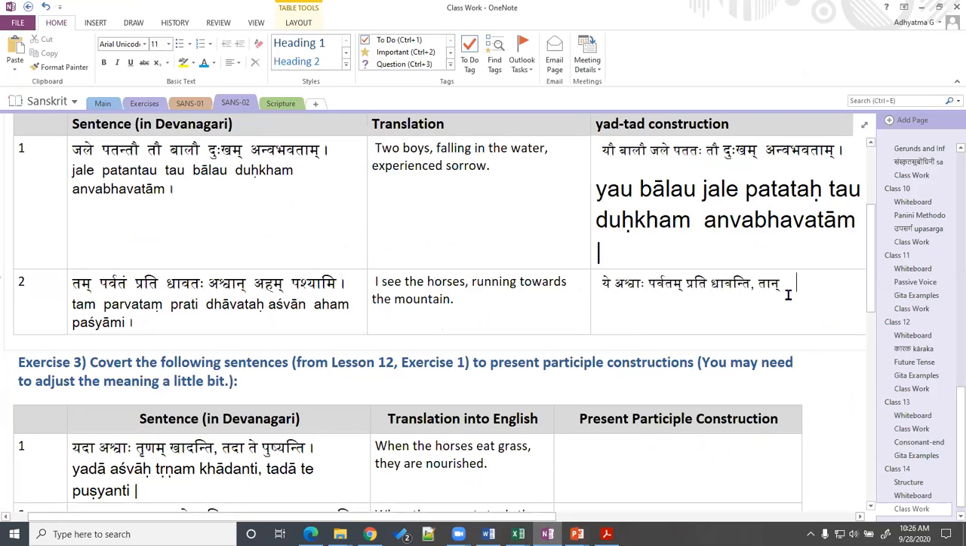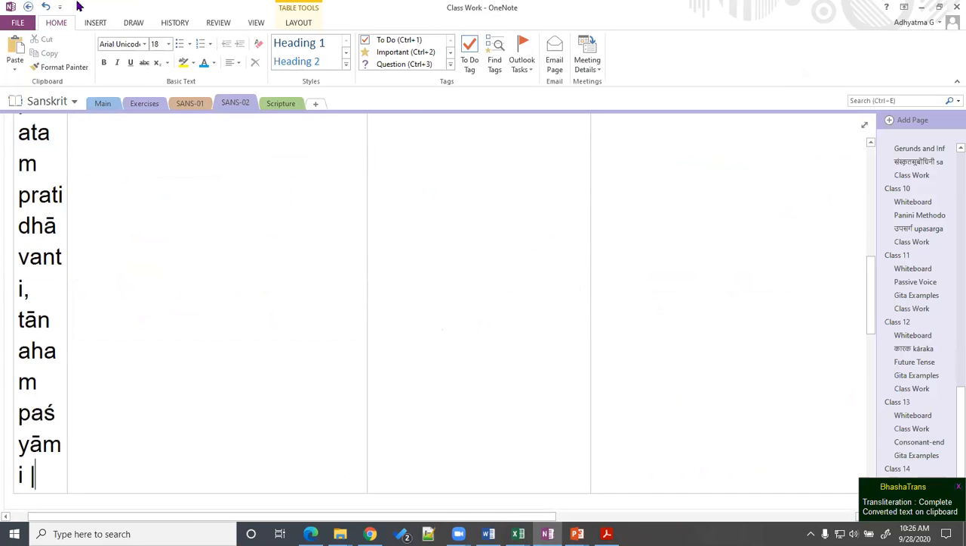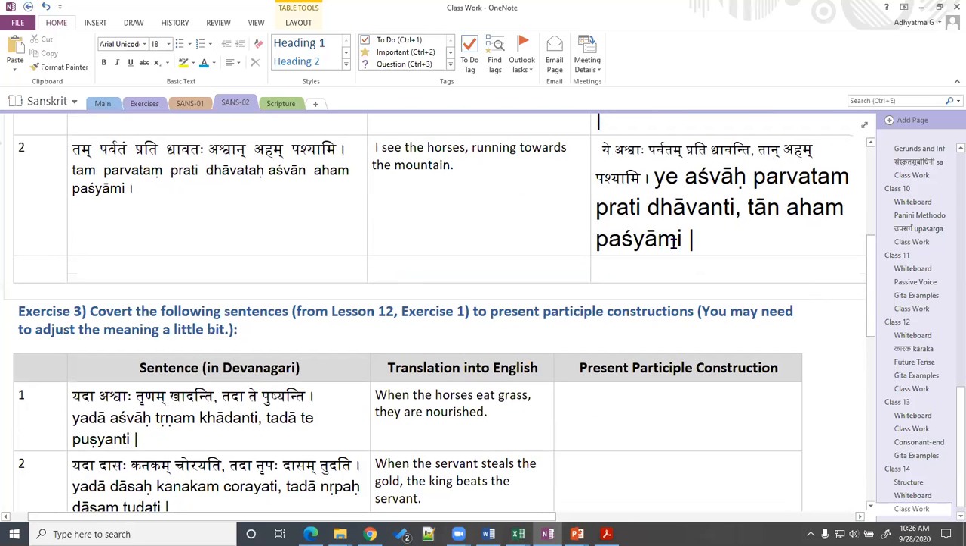So ye ashwa parvatam prati dhavanti tan aham pashyami. Then aham pashyami is the same. So that's how you will make it: ye ashwaha parvatam prati dhavanti tan aham pashyami.